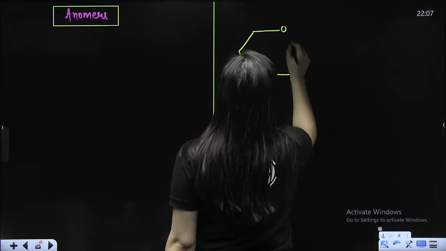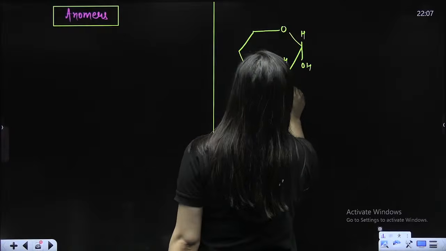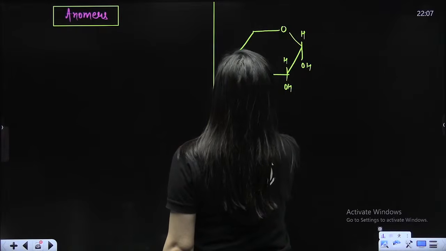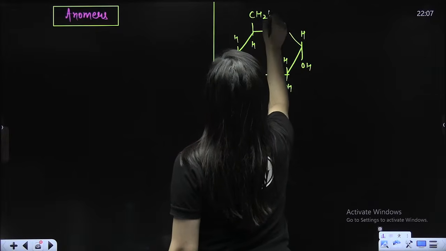I am writing this particular thing. H OH, H OH, OH H, H OH and then H CH2OH.